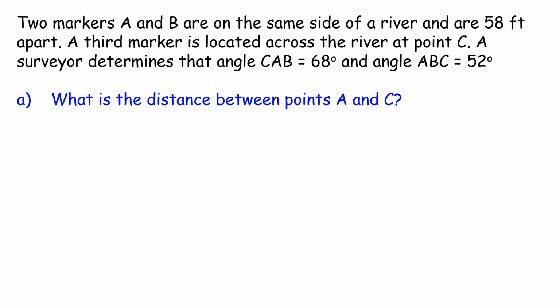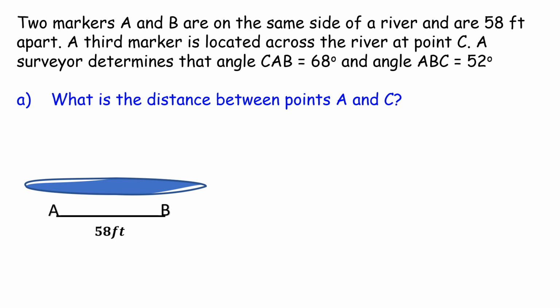All right, so let's get ourselves our picture. There's our river. We got points A and B, 58 feet apart. We have point C somewhere across the river, and we want to know what is the distance from A to C. They also tell us that angle CAB is 68 degrees. And then angle ABC, so I need side BC, angle ABC is 52 degrees. This is an angle side angle situation. We are definitely going to use law of sines for sure.